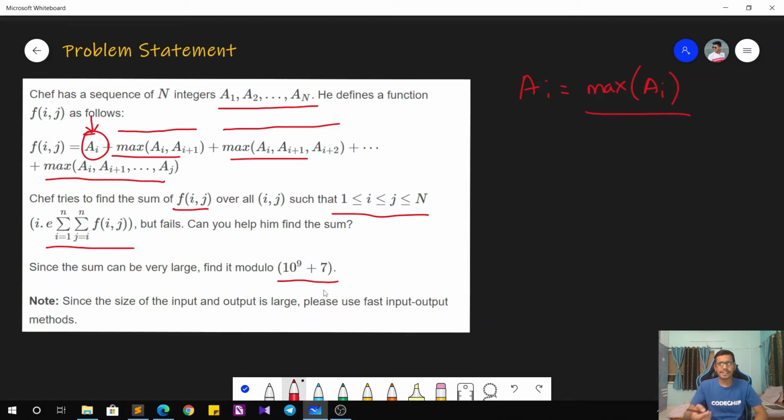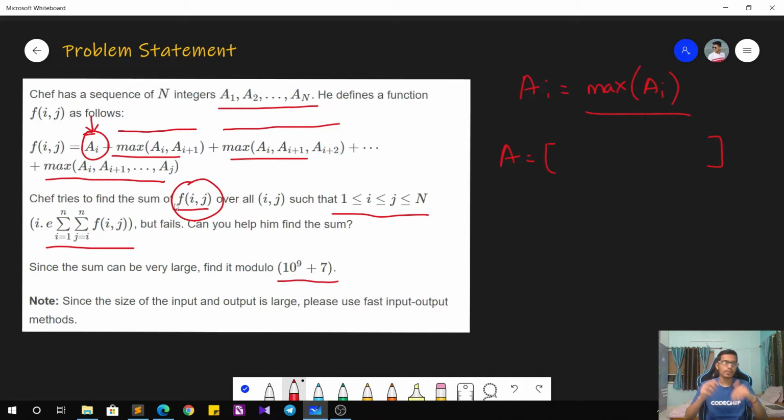Solving it for a sample test case is very easy. Basically, you just take an array and you can do it by yourself for a smaller array. But the thing is that there are many terms in f(i,j) itself. And if we are finding f(i,j) for all possible (i,j), there will be even more terms. So the main problem over here is how to optimize the solution.